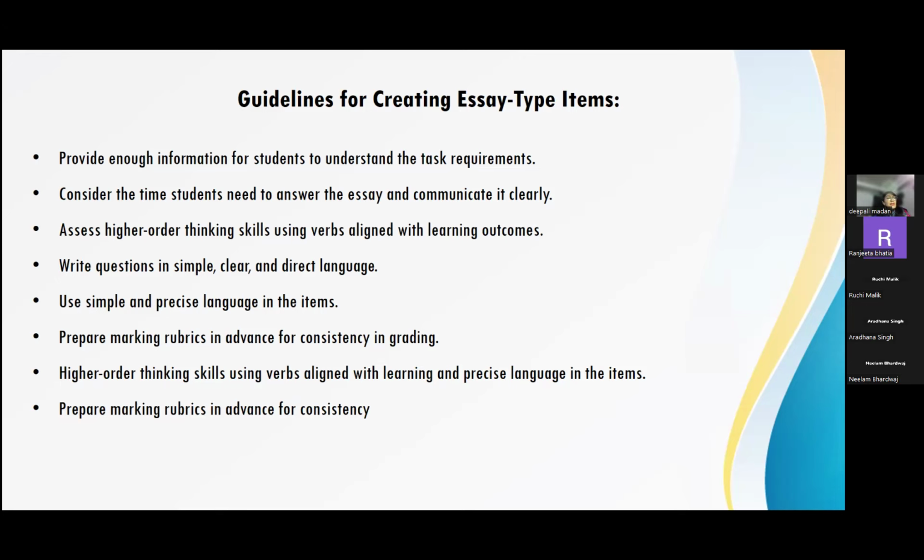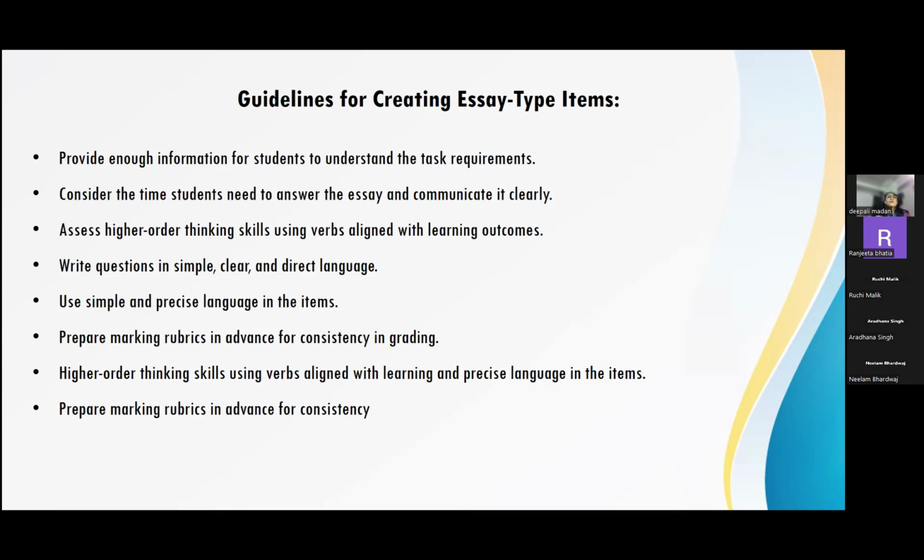Prepare marking scheme rubrics in advance for consistency in grading. Now, this is also a part of designing the question paper. When you are giving a question, you should have in mind what all points will be included in the answer. CBSE also gives us a rubric or a marking scheme to assess the answers. It is generally the content, then we have some marks for accuracy and expression. So we have to have a very clear idea of how much for content, how much for the other areas.